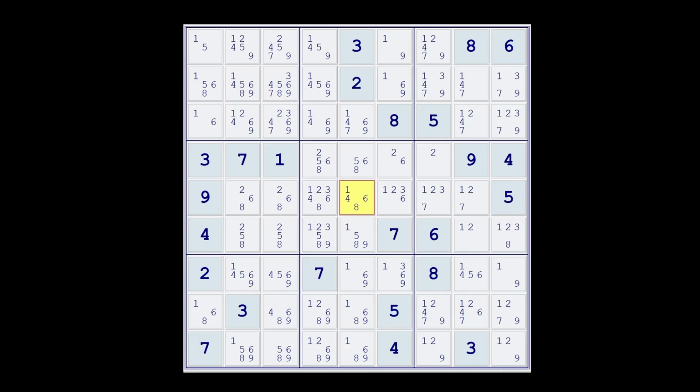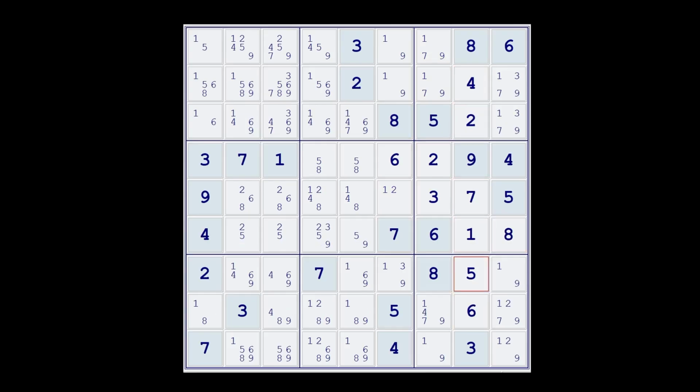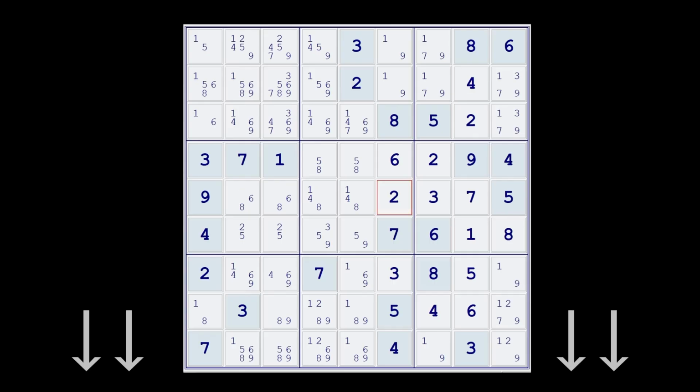To solve it, we're going to use naked singles, like here. Hidden singles, like here. We're going to use the techniques from the previous videos, which if you haven't watched them, you can watch after you finish watching this video. The links will be in the description.